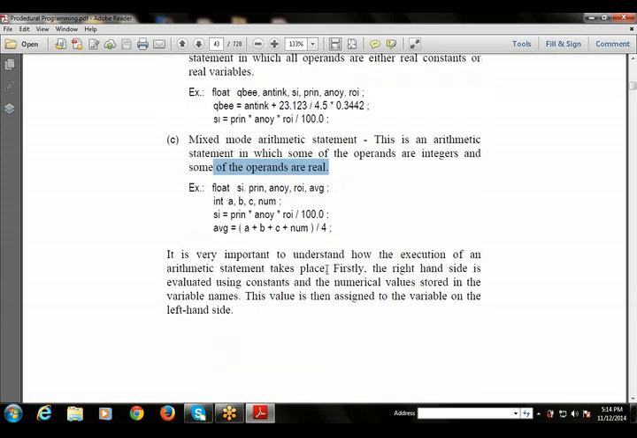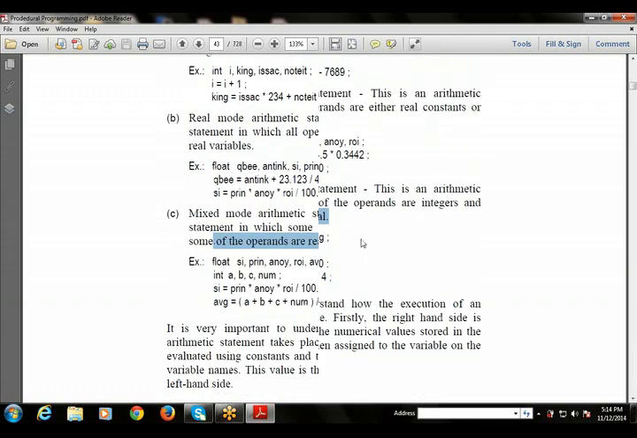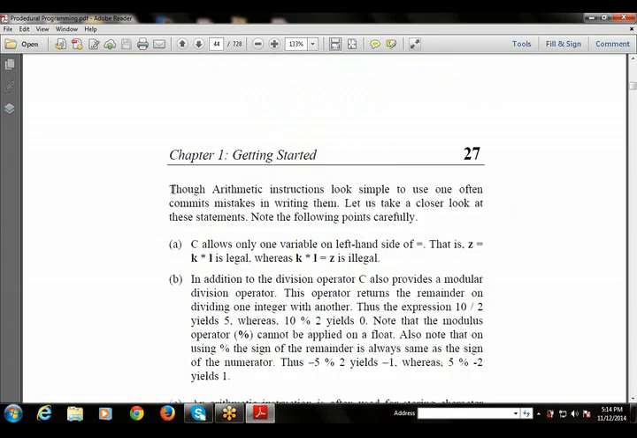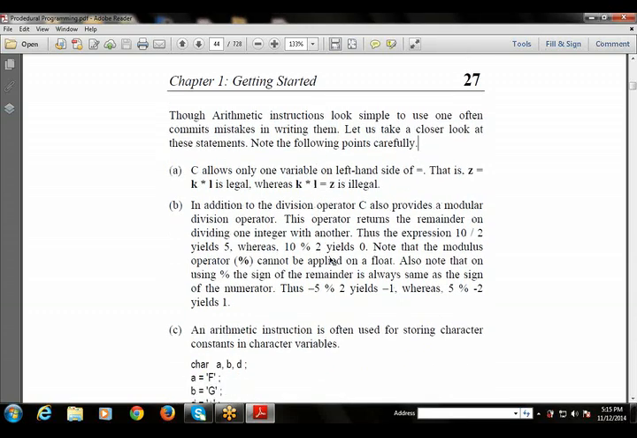This is a combination of the mixed mode, that is the arithmetic real and the integer mode. Though arithmetic instruction looks simple to use, one commits mistakes in writing them. That is, though it is very easy to look up, it is very tricky to use them. Then the next point asks, what are the points that should be carefully used?